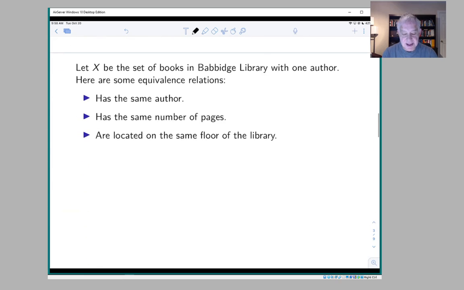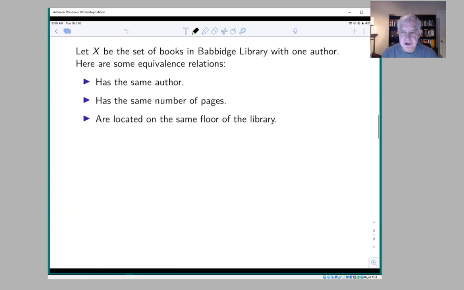Here's an example that doesn't use numbers. The book's examples mostly use numbers, but for example, let's take the set of books in Babbage Library that have only one author. So X is the set of books with only one author. And here are some equivalence relations. We could say that two books are related if they have the same author.